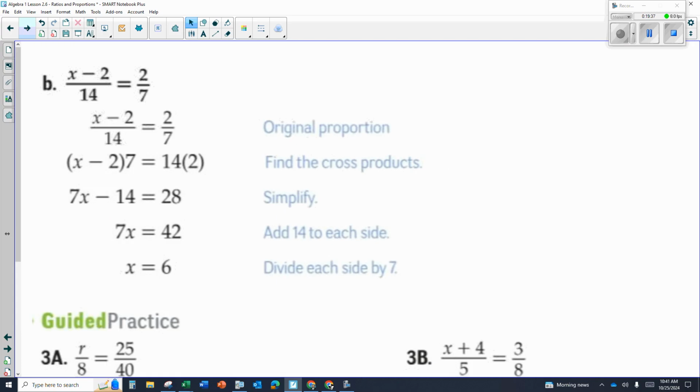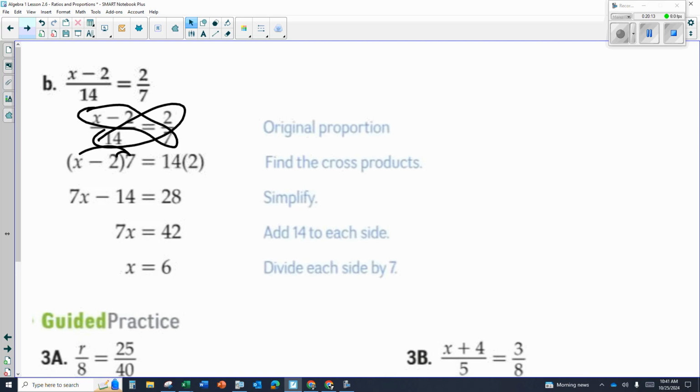If we look at B, this one's a little bit more interesting because it's the ratio of the difference of x and 2 divided by 14, so x minus 2 divided by 14 equals 2 over 7. So we're still doing the means extremes property of proportion. So x minus 2 gets multiplied by 7. And you see that quantity x minus 2 times 7, so we're using the distributive property. 7 times x, 7x, 7 times negative 2, minus 14, and setting it equal to 14 times 2.